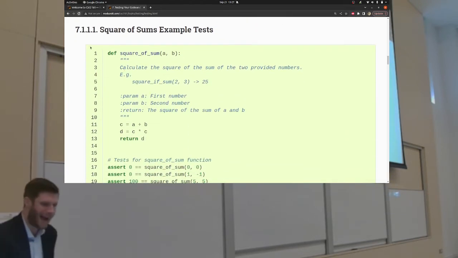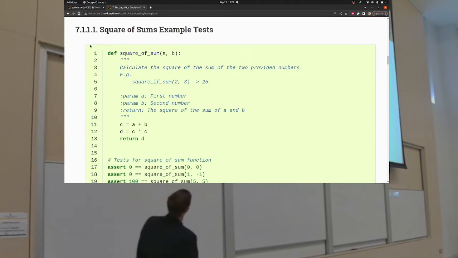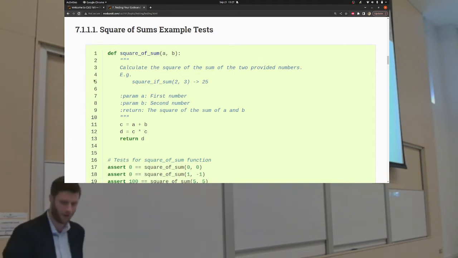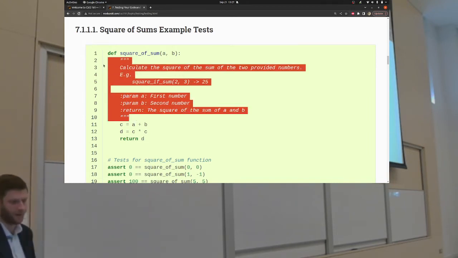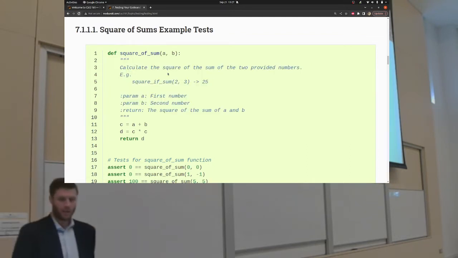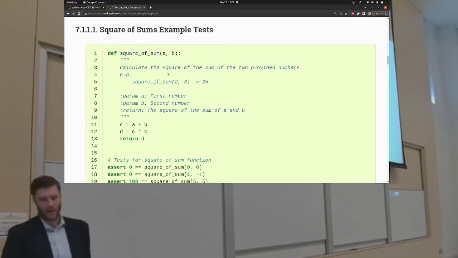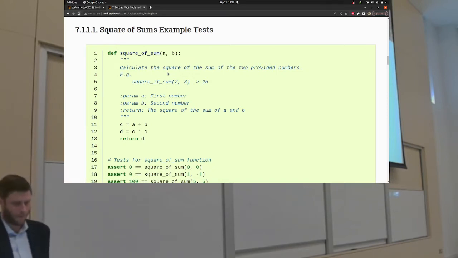So if we go back and look at a function we talked about in the functions topic called square of sum, this is the correct function. And of course, now you will notice I've got that docstring comment, like we talked about in the functions topic, and we always add those. So calculate the square of the sum of the two provided inputs. So add the two inputs together and square it.